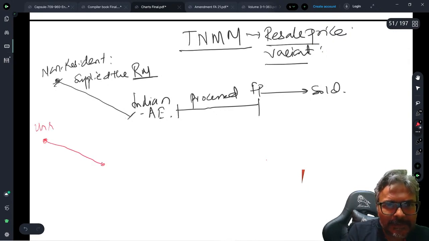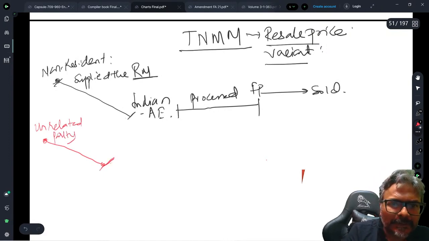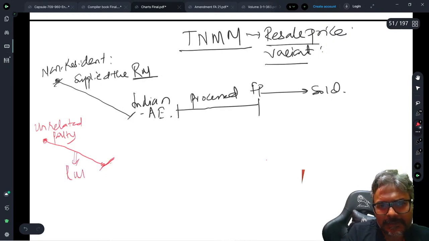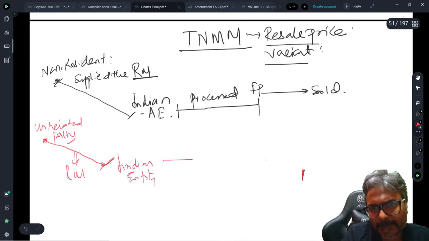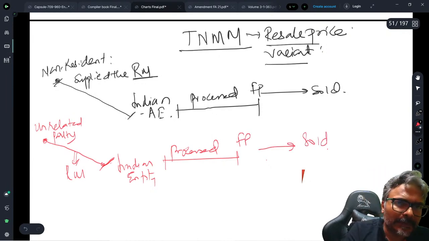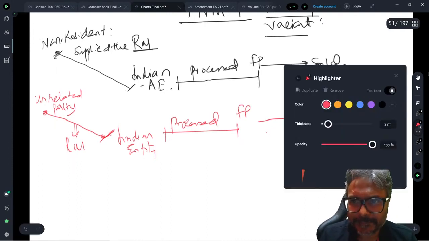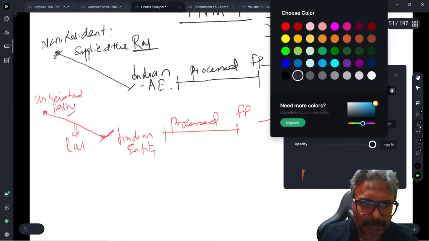Now, this is unrelated party information. They would have also supplied the raw material to the Indian entity, processed it to the final product and sold. Have you all completed up till here, friends? Quickly, Amruta.